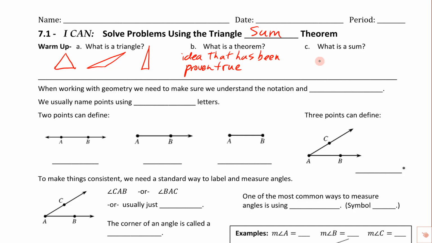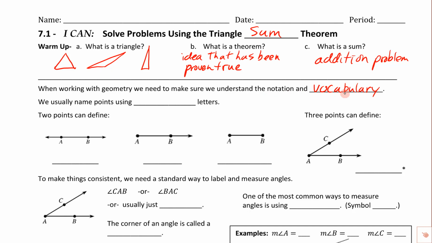And a sum is an addition problem. Sometimes we say that a sum is the answer to an addition problem, and that's fine as long as you know that the sum involves something dealing with addition. When we're working with geometry, we need to make sure that we understand the notation and the vocabulary. There's a whole bunch of vocabulary that goes along with geometry, so we want to make sure that we know the notation and the vocab.